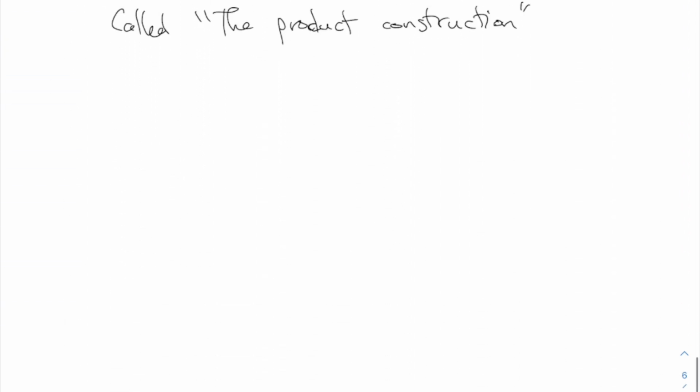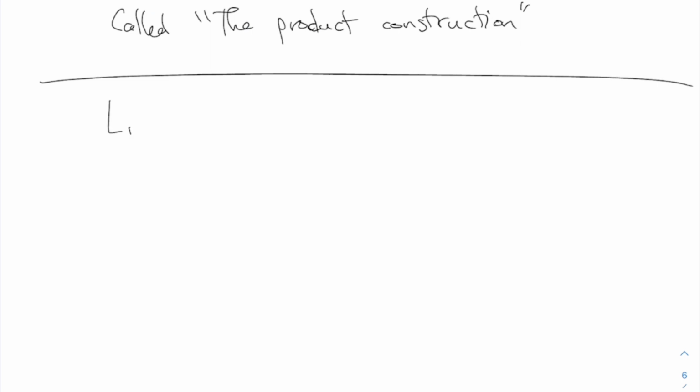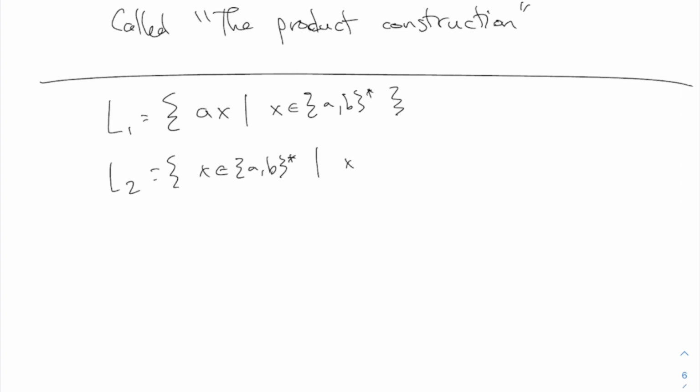How about, this one will be a little more interesting because I got A's and B's here. Let's say the first language is AX, where X is in {A,B} star. So remember, this means all strings beginning with A, but they might have B's after the first A. And then L2 is going to be all strings X in {A,B} star such that X uses an even number of B's, and I don't care about the A's. These are my two languages. I would like to draw a DFA which accepts the intersection.